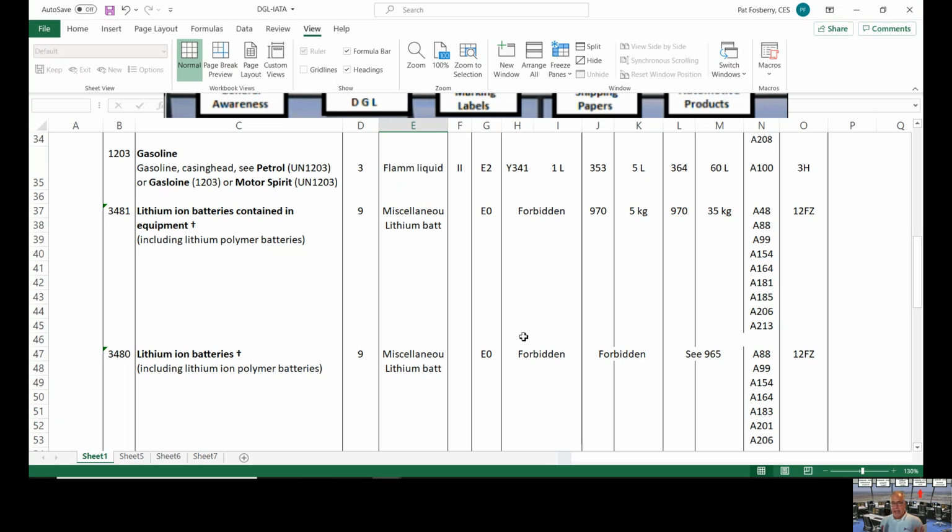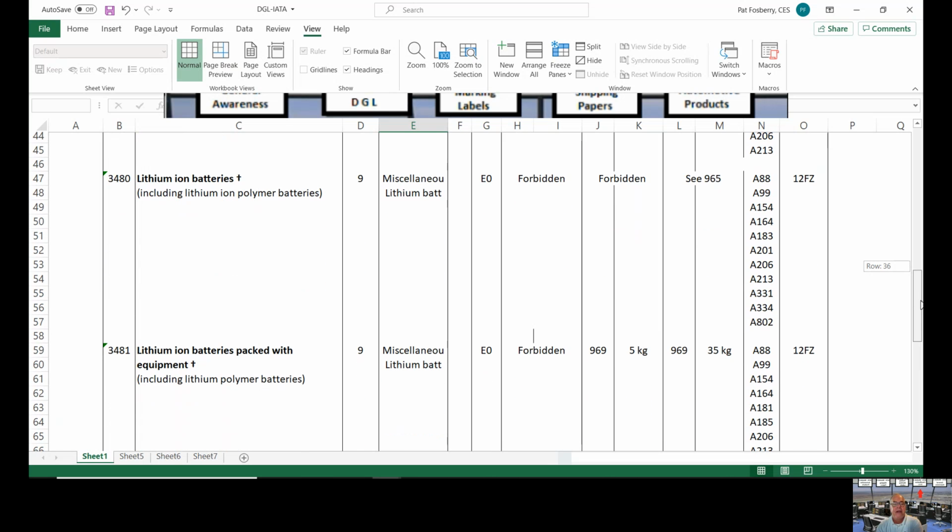I think the guideline I know is they don't want it being shipped by air at all unless under certain circumstances, and then they allow it. So that's important to look that up. But you see that right here. It is on a passenger aircraft. And then we haven't gotten to that 965, but that's where we're eventually going to be going for that.